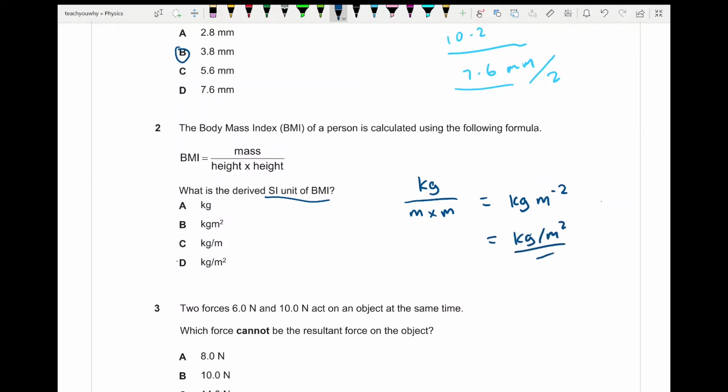So it's B. Take note, this is a little bit on math. If you are weak in indices, then you may not know what this negative means. Negative just means the denominator.